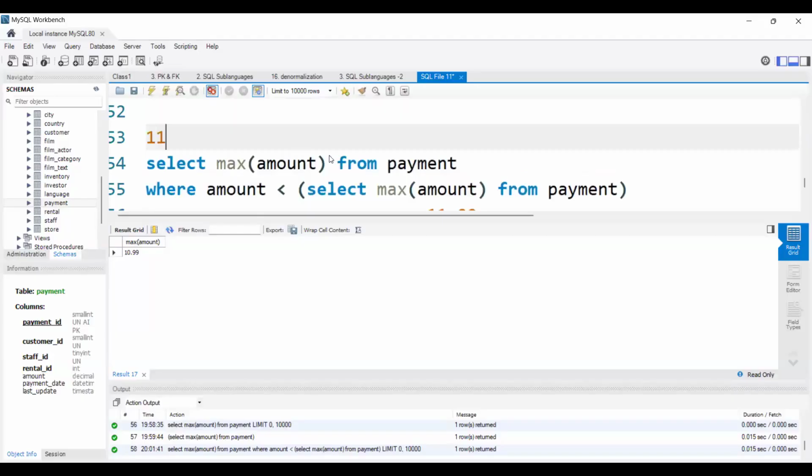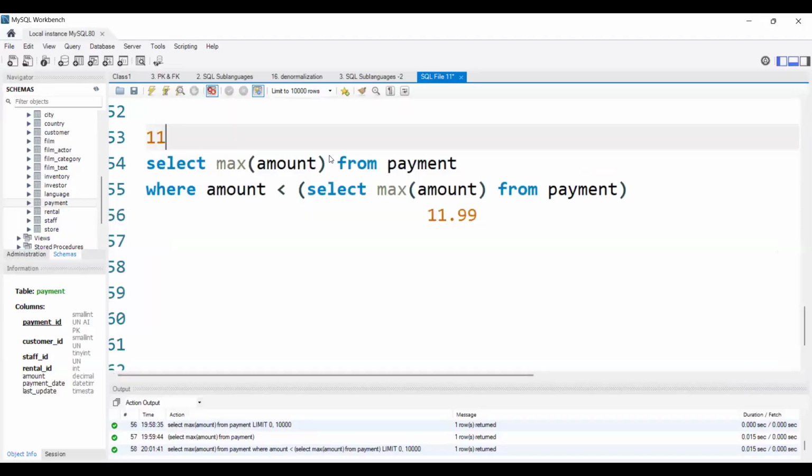Suppose I have 11 in my data. First it will execute the inner query and get this data, then it will go to the outer query and compare the outer query output with this 11.99. Whenever it is comparing using the where clause, this condition is not satisfied. If the condition is not satisfied, the where clause will just leave that row, go to the next row, and check the next condition. Like that, leaving all the 11.99s, it will execute once again.